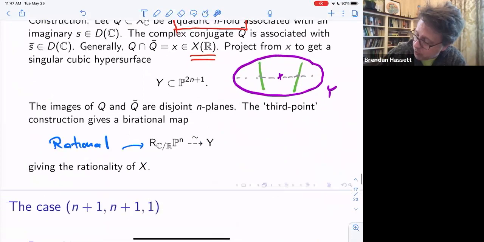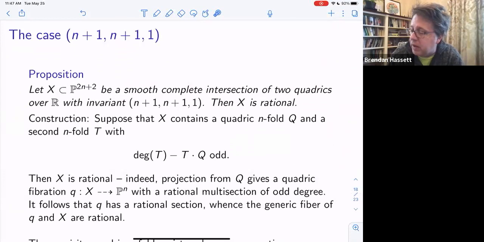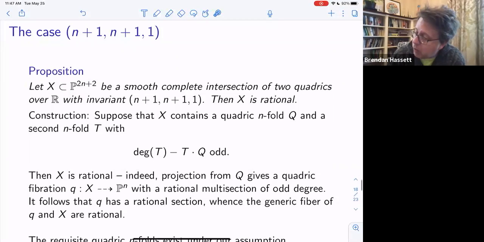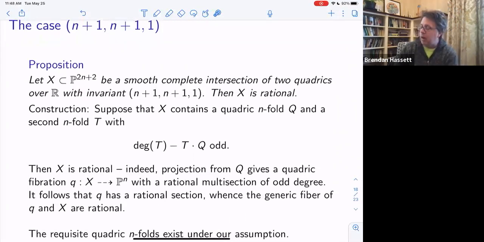Okay, let me proceed. So here is the next Krasnov invariant where we're assuming that we have two equal large sequences of uniform signs. And so let's say that we have a complete intersection of two quadrics with that invariant. Then X is also rational. And so now we again use the dictionary from the Krasnov classification to the Reed classification to get information about distinguished subvarieties in X. And so the construction is as follows.